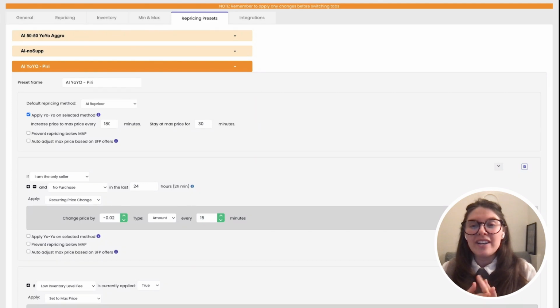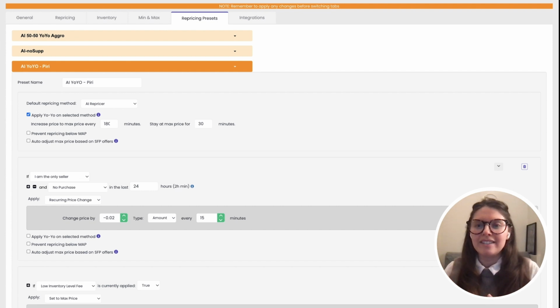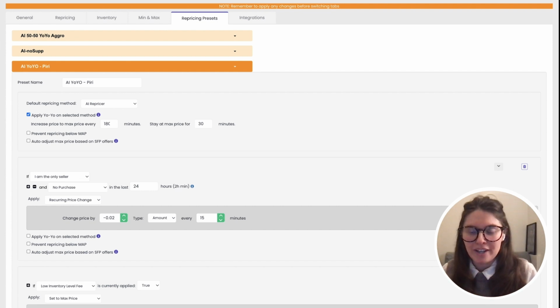So the next condition that I want to talk about is if I'm the only seller. So when you're the only seller, you're not basing anything off of competition. So the AI that SellerSnap uses has no way of seeing what your true buy box share is because in theory, you're getting 100% buy box share because there's no competition. Because of this, the AI, which is built on competition, is not our best solution.